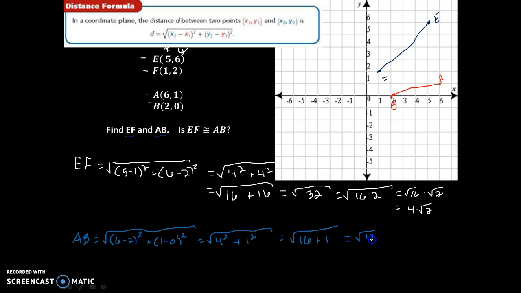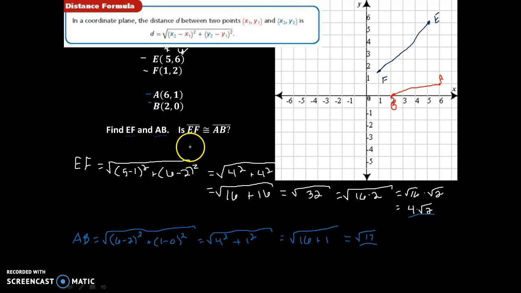And you want to think to yourself, can I simplify this at all? Are there any factors of 17 where one of them is a perfect square? The answer is no, because 17 is actually a prime number. So 4 square root 2 is as simplified as it can be. Square root of 17 is as simplified as it can be.